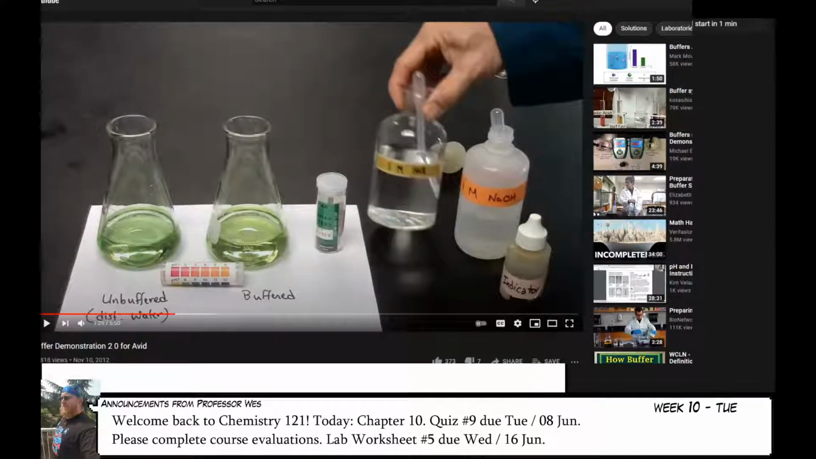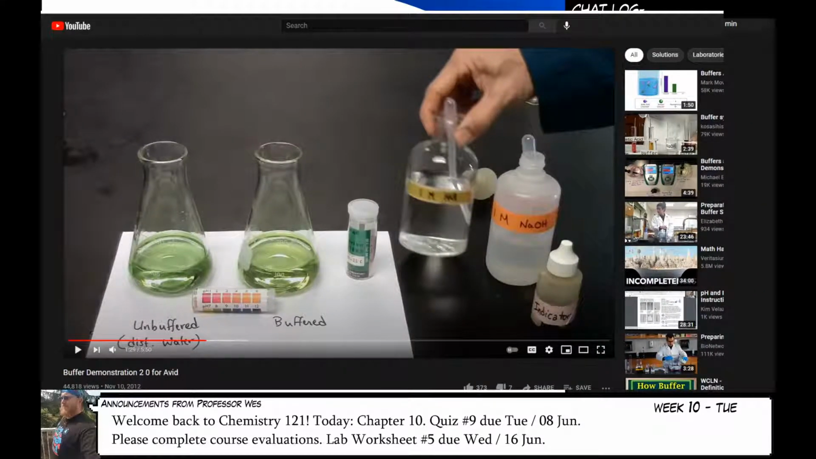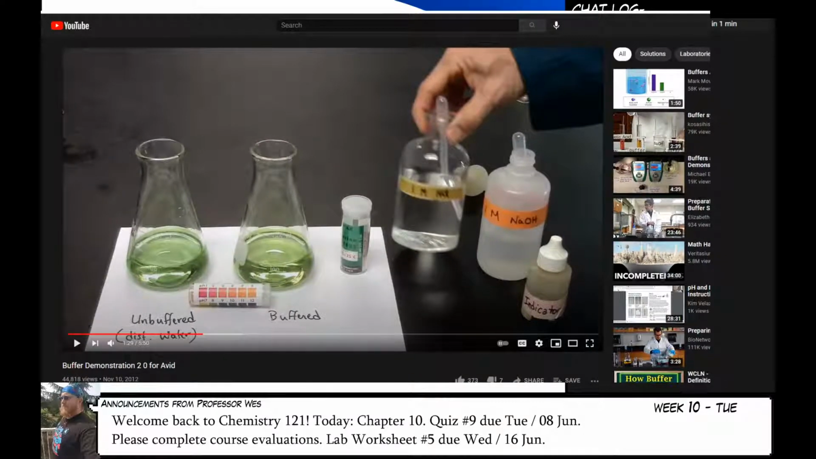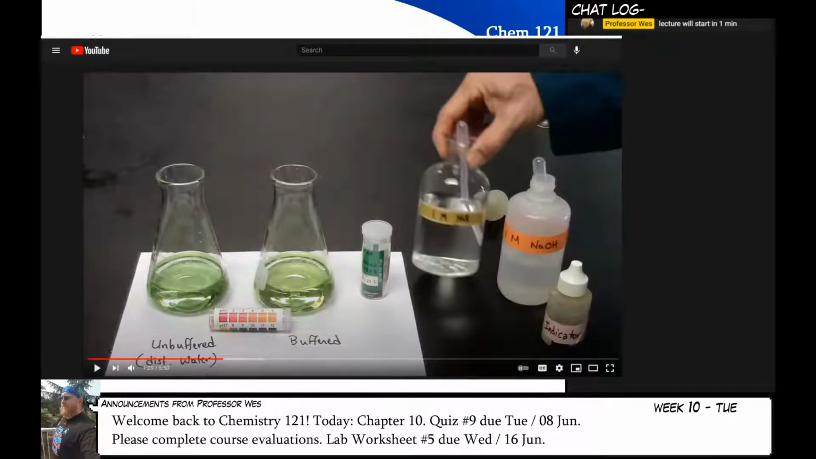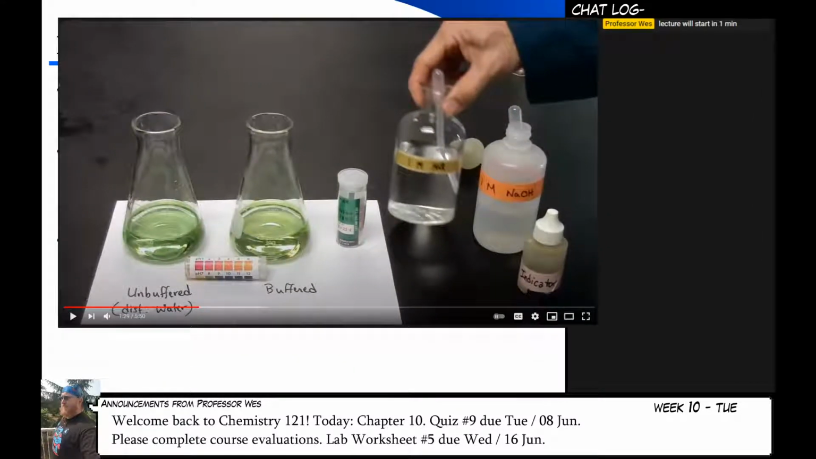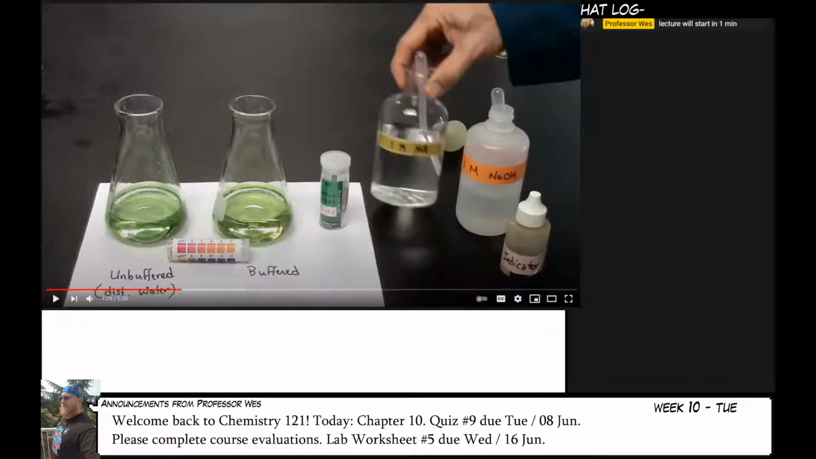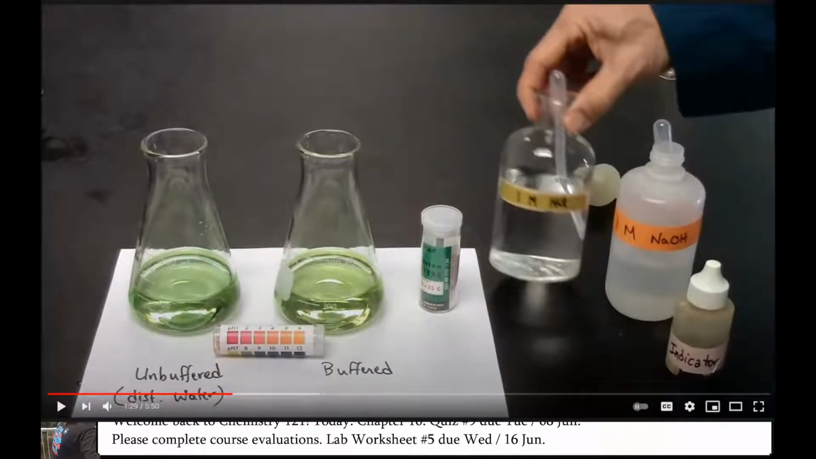All right, so on the screen, what you can see here is two solutions that have an indicator added to them. And you can see that the indicator has a color key. The key is shown in the middle here. So green is roughly pH 8. So this is just water with the indicator added to it. This is just water with the indicator added to it, but we've also added a buffer.